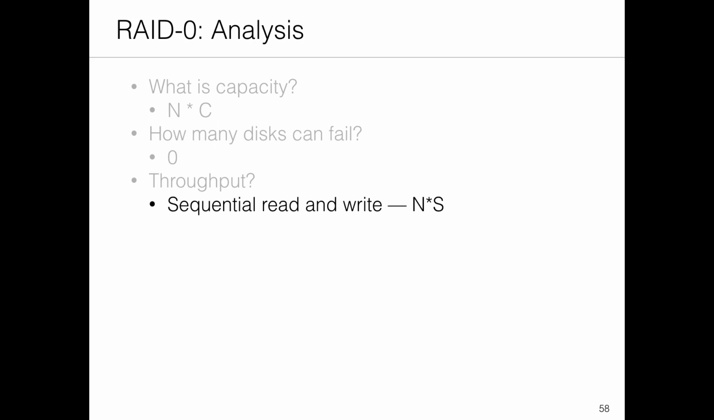What about random? N into R. N into R, right? Again, it's fairly simple. You can write all of them in parallel. What about latency? If the latency of each disk was D, what is the latency of RAID 0?